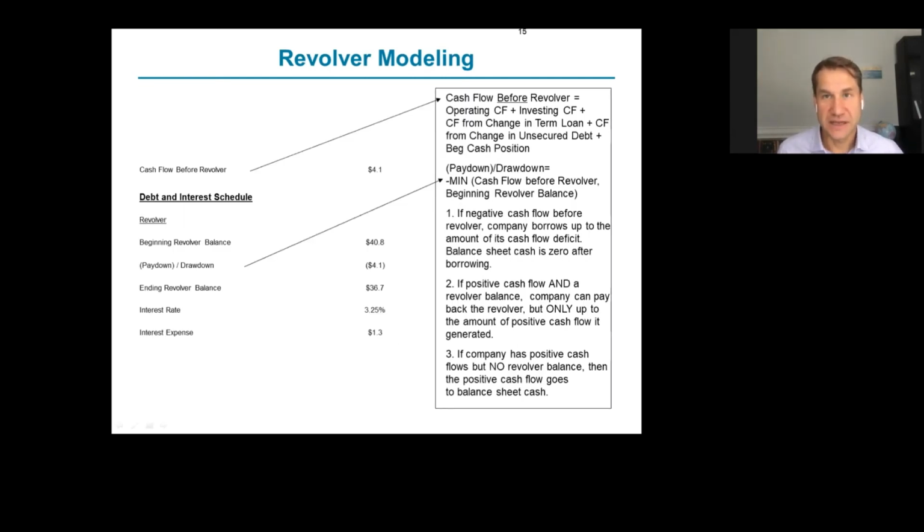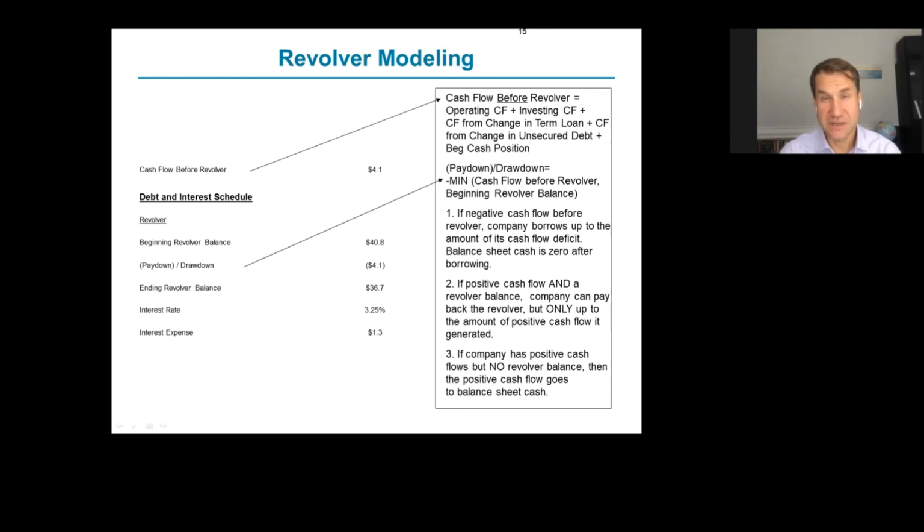Now, this is an interesting page, and I'll walk you through it again in Excel. But it basically illustrates a revolver. And I find that people rarely teach this in textbooks. So it's good for us to review it together. So one concept that we have here, the first line, is cash flow before revolver.